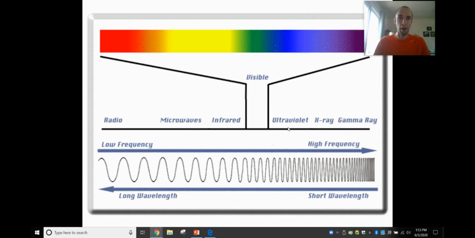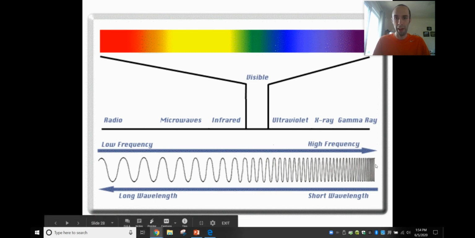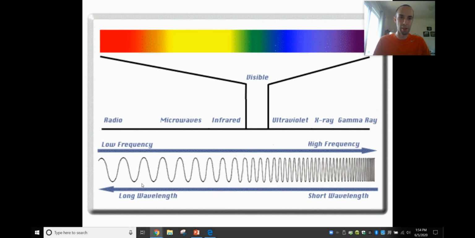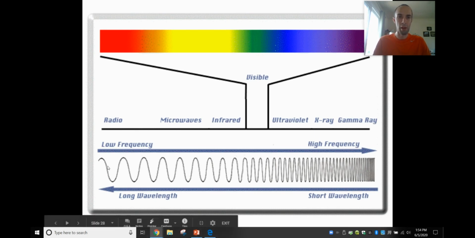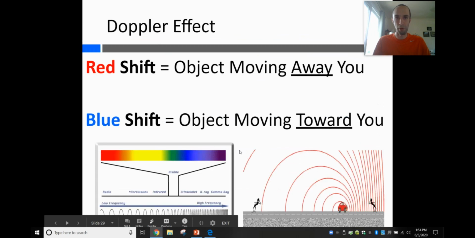But he came up with this idea that things in outer space are moving away from us, based upon the light that they give off, and whether it's shifted toward the red end of the spectrum or shifted to the blue end of the spectrum. And again, blue light has a higher frequency, a shorter wavelength, and red light has a longer wavelength or a lower frequency. And that's important.